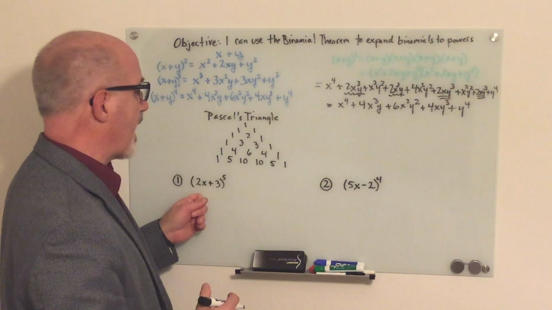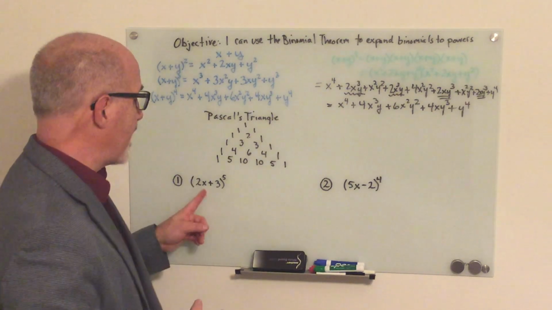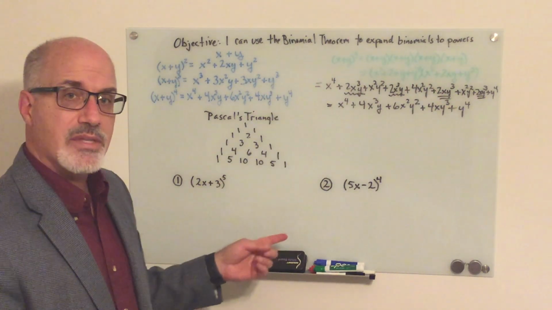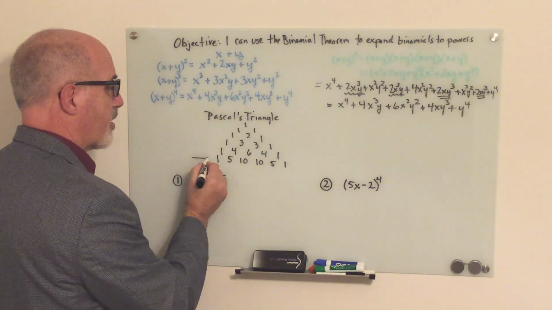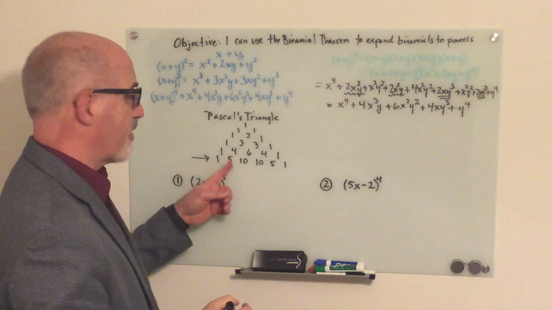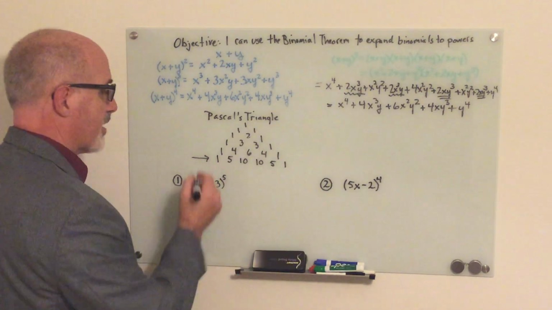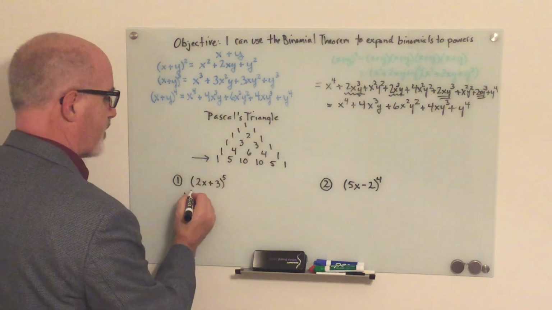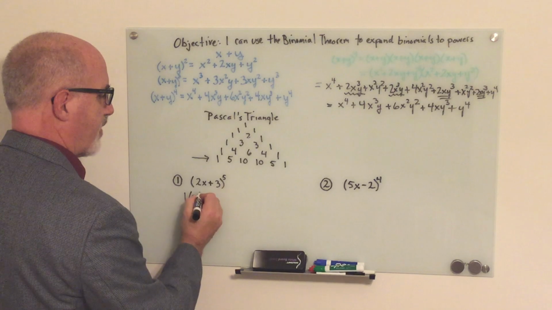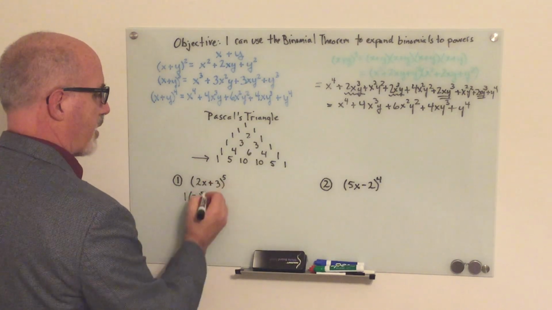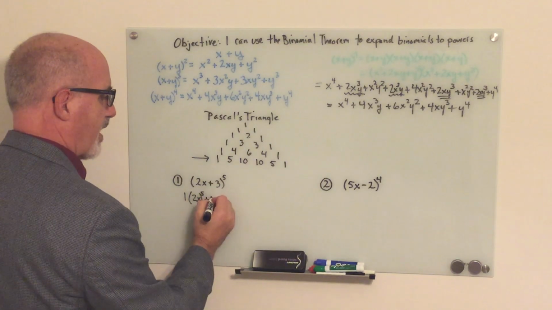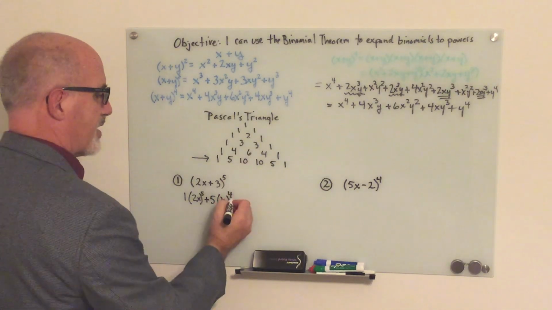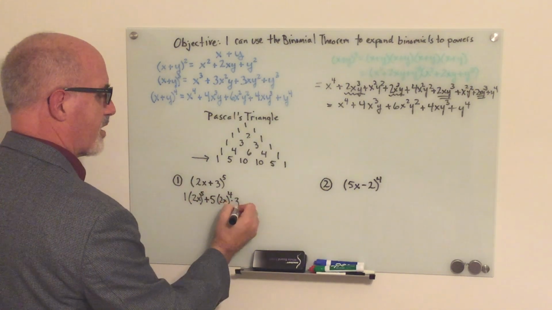What I want to do is use that to expand this without having to go through this whole process of multiplying it out 5 times. Let's use this row here, the row that has the 5th power in it, and expand it. It will look like this: I'm going to go with 1 as my first coefficient, then take the 2x to the 5th, and then add to it the next one, 5, and I'm going to have 2x to the 4th, times the second term, 3 to the 1st.